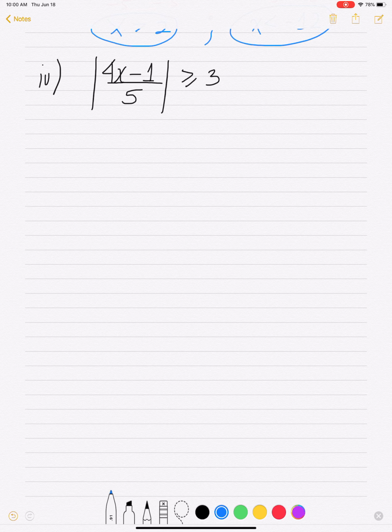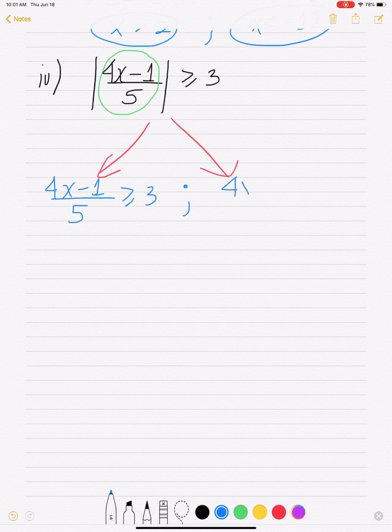So when this happens, you're going to take what's under your absolute value. Then you're going to make 2 cases. Take what's under your absolute value, 4x minus 1 over 5, set that greater than or equal to 3. That's the first branch. And the second branch, you're going to take what's under your absolute value, 4x minus 1 over 5, and make that less than or equal to negative 3. So these are basic inequalities.